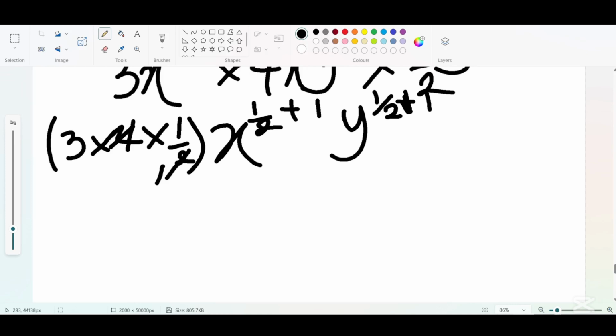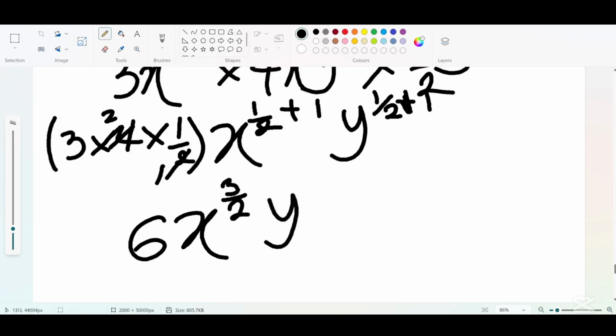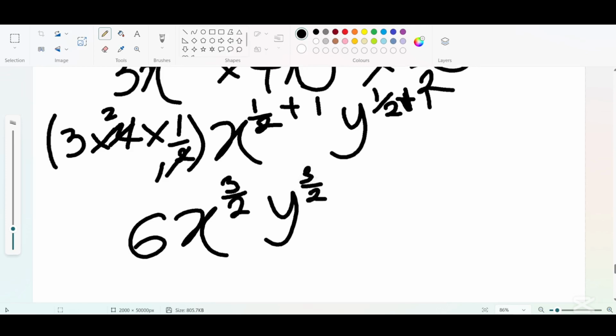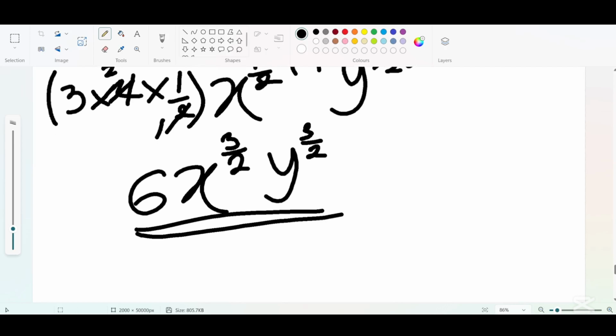simplified. 3 times 2, that will be 6. x raised to the power: now, when we want to add a fraction and a whole number, the simplest way to go about it is to use the 2 to multiply the 1 here. That is 2 times 1, 2, plus the 1 here is going to be 3 all over 2. Then y raised to the power 2 times 1, that is 2, plus 1, that's 3 all over 2. So this is how we solve this problem, and this is our final answer.